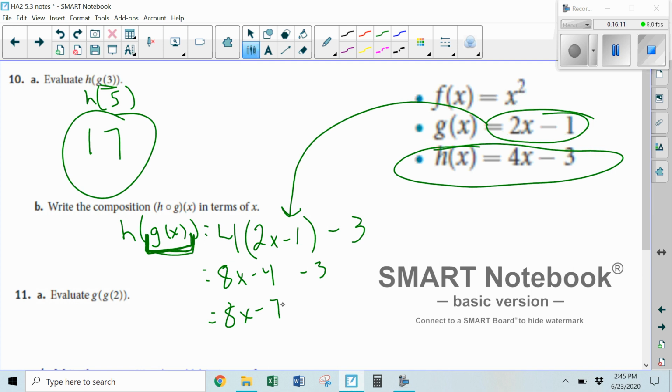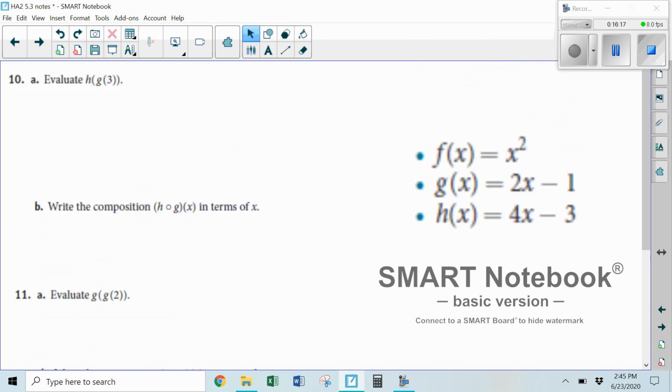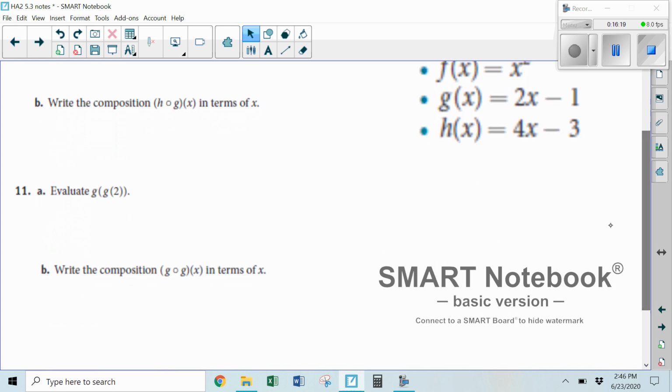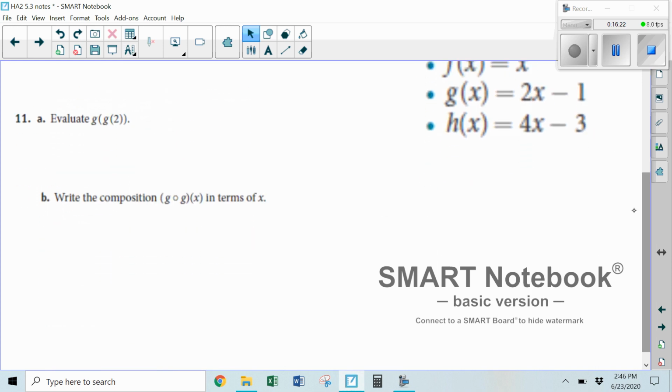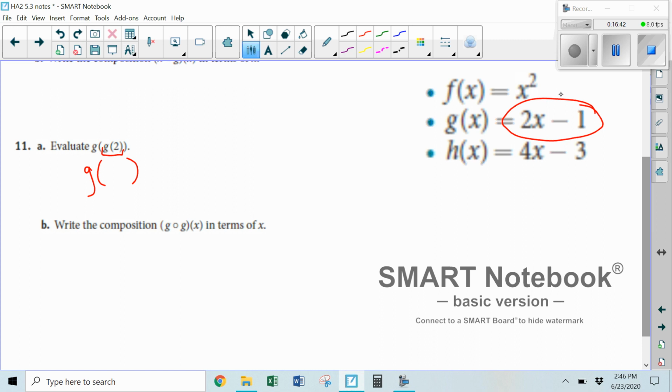All right, let's go ahead and try 11. Number 11, g of g of 2. Now, you might be thinking, I don't know how to do that. Yeah, you do. It's just like all the other ones before, only we're using the g function twice. So let's start with the inner part, g of 2. So take the g of x function, plug in a 2. You get 3.